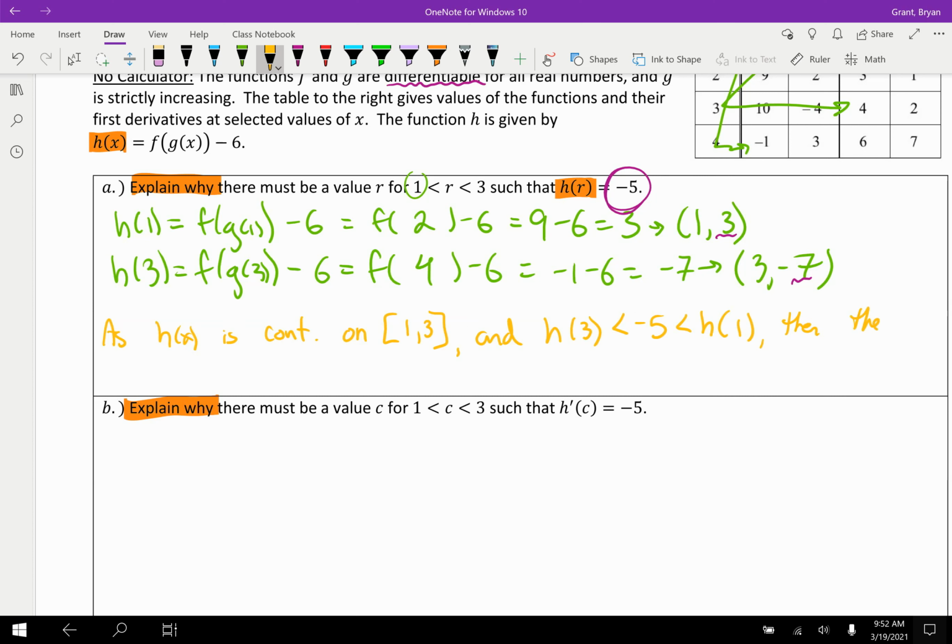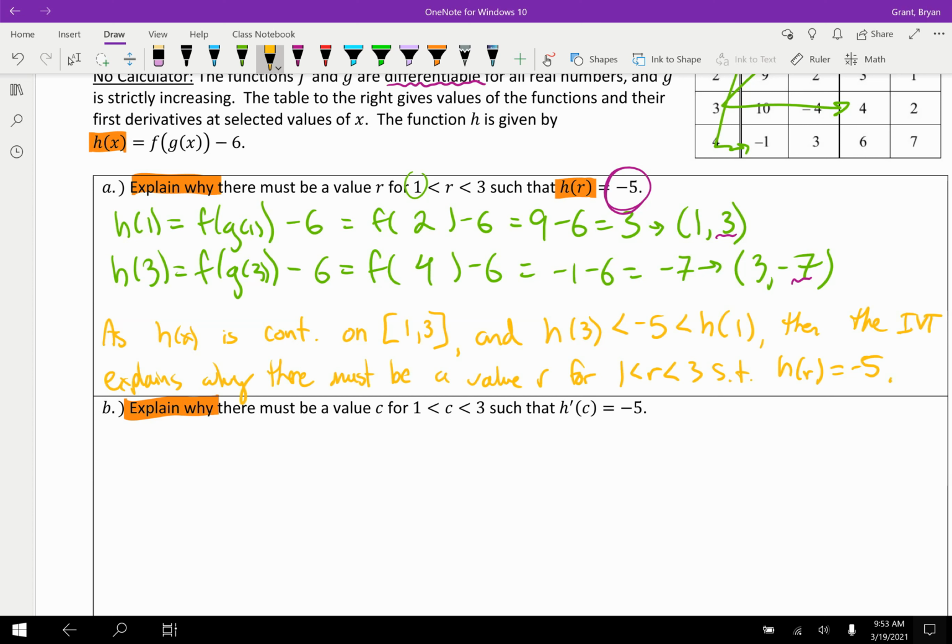Then the IVT, and then the rest of it is just rewriting the question. So then the IVT explains why, and I'll actually write the whole thing out, normally I don't, there must be a value r for 1 less than r less than 3 such that h of r equals negative 5. Done.